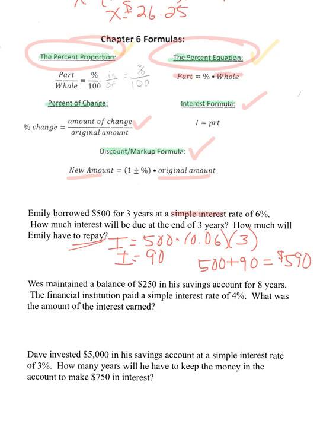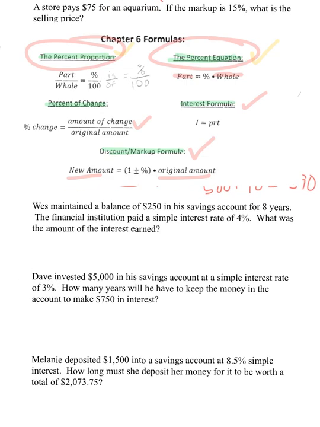Wes maintained a balance of $250 in his savings account for 8 years. The financial institution paid a simple interest rate of 4%. What was the amount of interest earned? Again, it talks about interest, so you need to use your interest formula. That's the only formula that's going to work. So interest equals your principal, which is $250, times your rate, which is 4%, times your time, which is 8 years. So what's the amount that it earns? Well, his account after 8 years is going to earn $80.